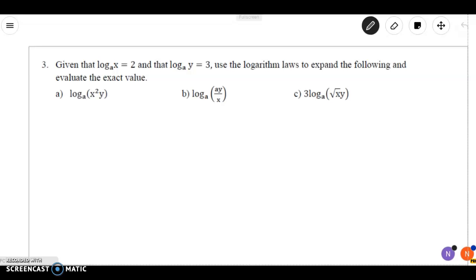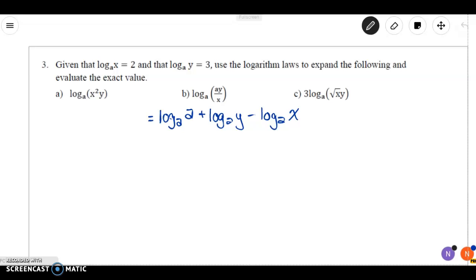So to expand, basically anything inside that log that's being multiplied can be separated into separate logs that are being added. And for division, it's just anything being subtracted. So we could take log base a of ay over x and split it into 3 logs that are being added or subtracted. So we'll have log base a of a plus log base a of y, and then minus for the division log base a of x.